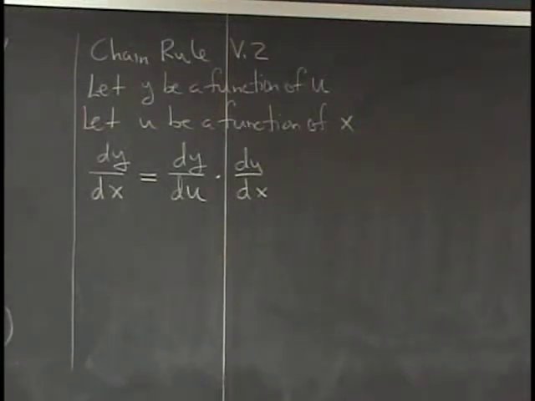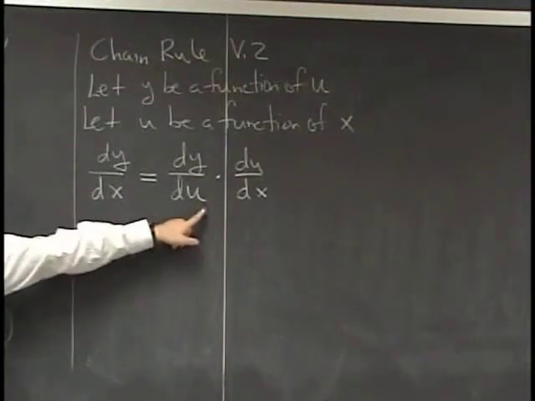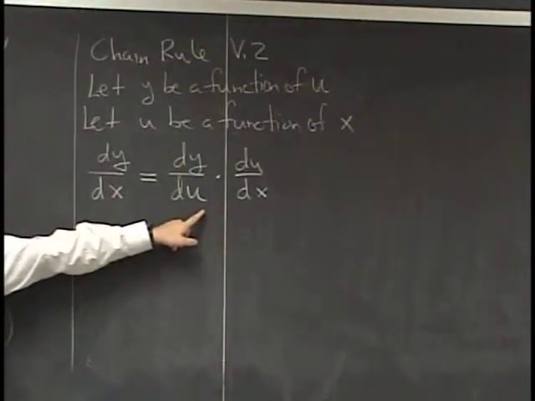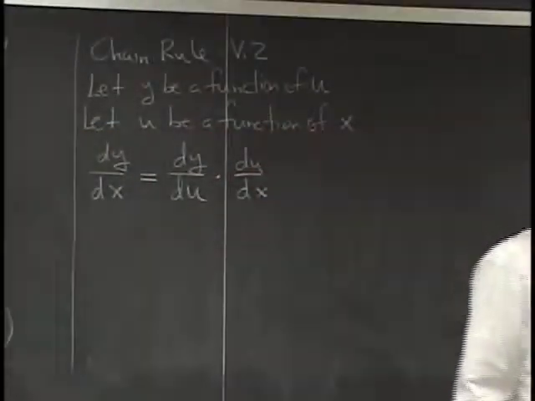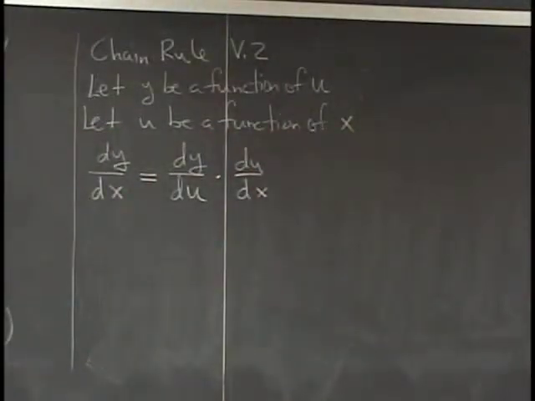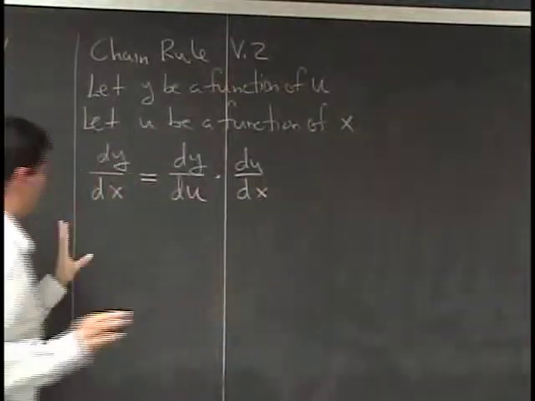Now, I told you right off the bat, these are symbols in their own right. They are not fractions. You cannot treat them as fractions. But boy, it sure looks like you should, doesn't it? So there's more than a coincidence going on here. Later on, we'll explain this coincidence a little bit more. So this is another version of the chain rule.